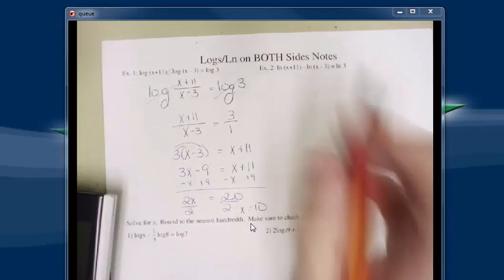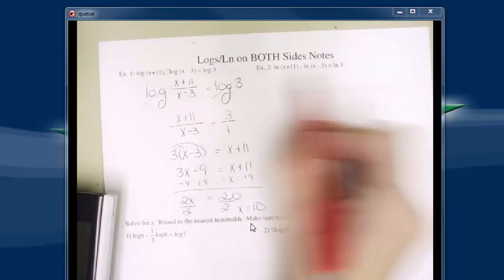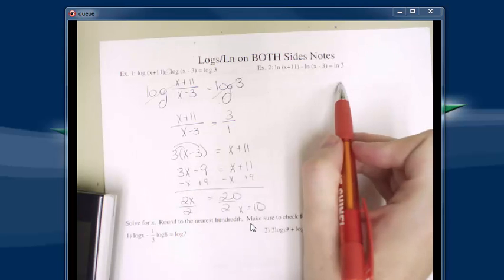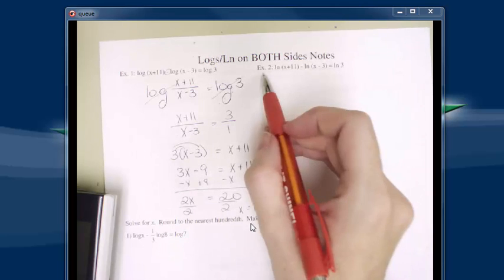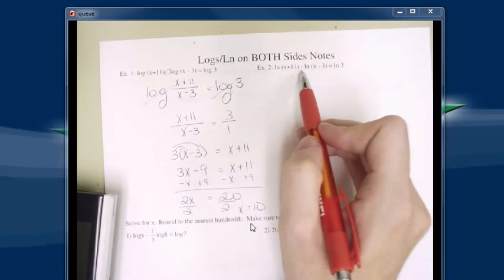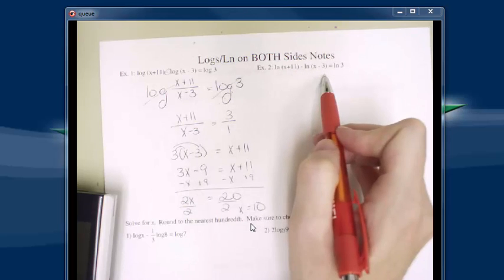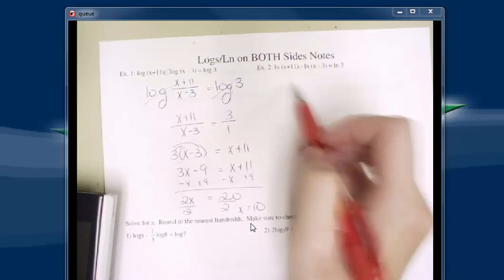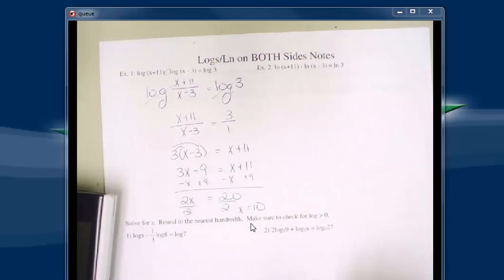Okay, and you can see, similar problem here. Now it's natural logs. And you'll see that even though it's a natural log, the properties are going to be the same. This will become division. Then we will have to cross multiply. It'll be delightful. Let's do one more, little quick one here.